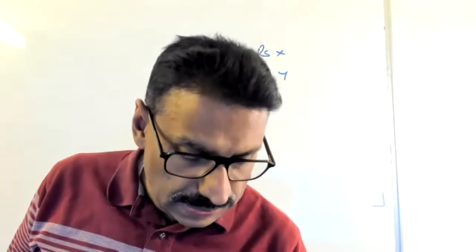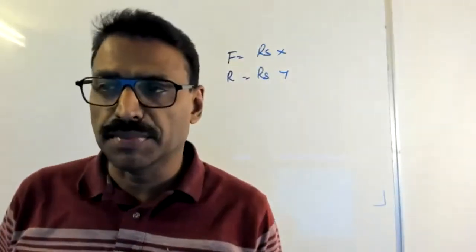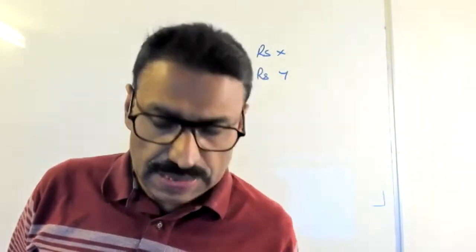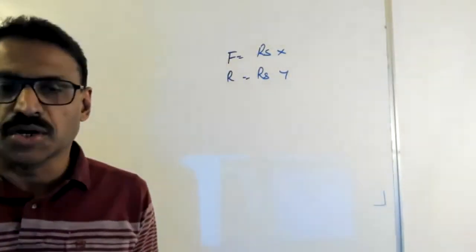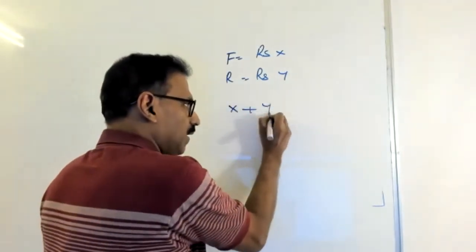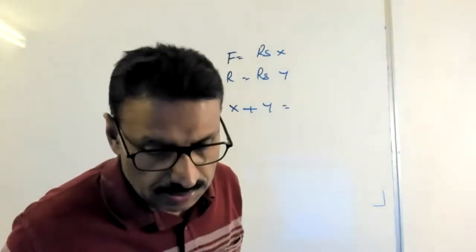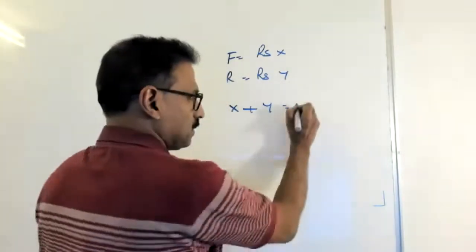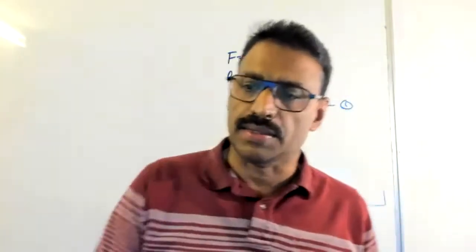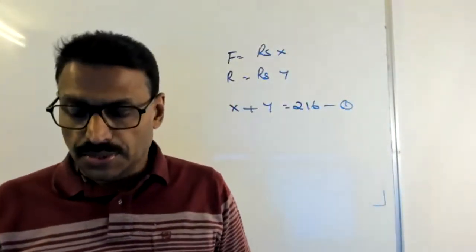Now read the second line. One reserved first class ticket. What is the meaning? How to form an equation? One reserved first class ticket: X plus Y equals how much? 216 rupees. Next vacation, those who have no experience in train, you must travel in train.